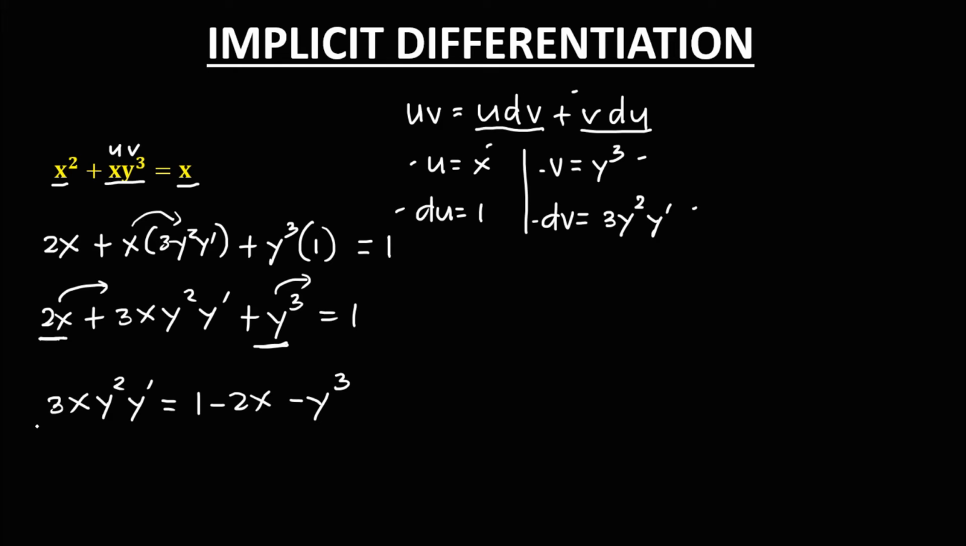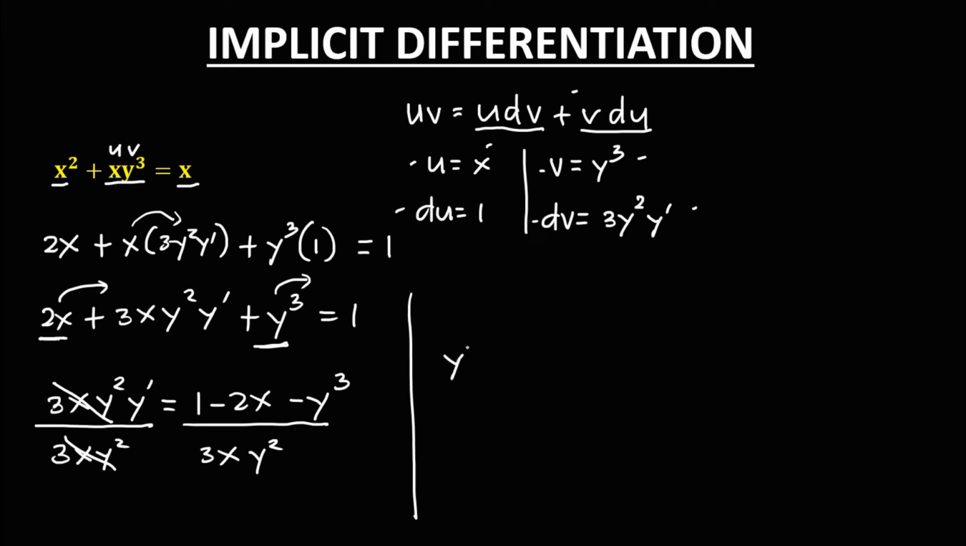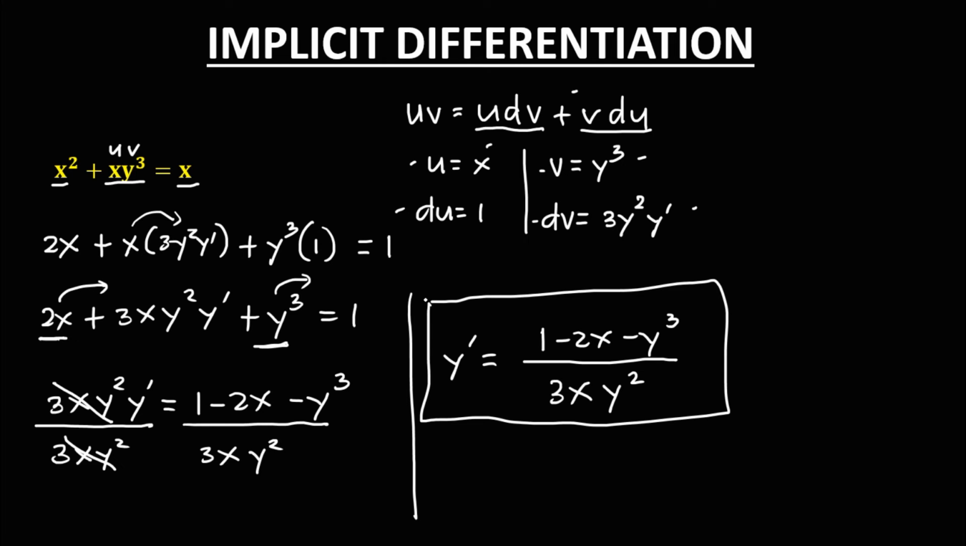Then to solve for y prime, divide both sides by 3xy to the power 2. So cancel. Therefore y prime is equal to 1 minus 2x minus y to the power 3, over 3x y to the power 2. So this is now the derivative.